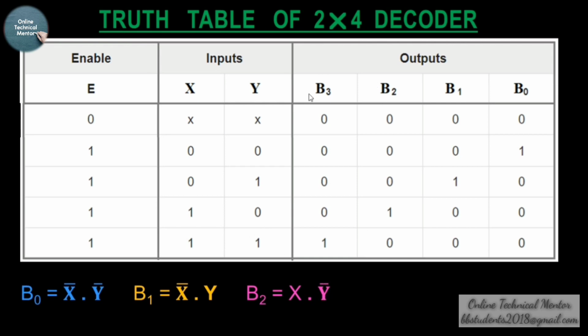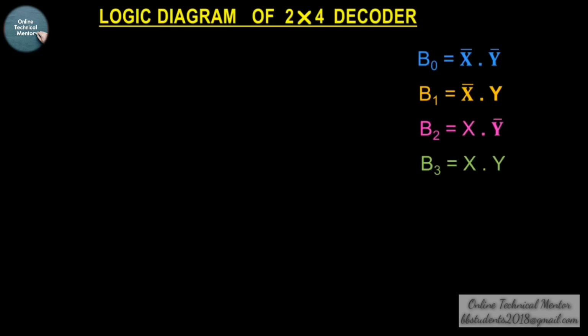And for the last output, B3. B3 is high when both X and Y are high. That means just write B3 equal to X dot Y. So this is your truth table of 2x4 decoder. And these are my 4 expressions: B0, B1, B2 and B3.